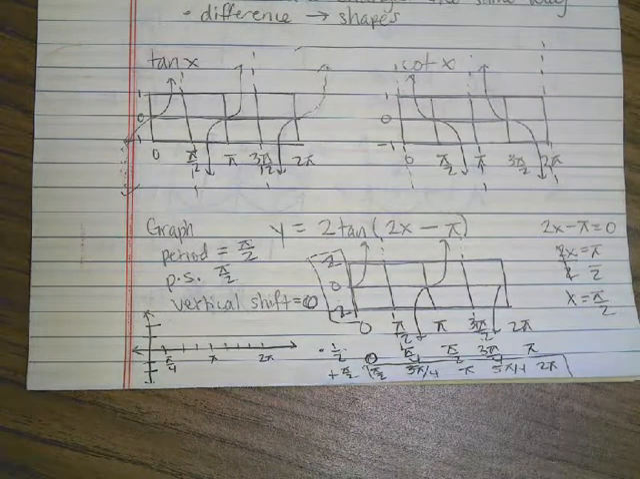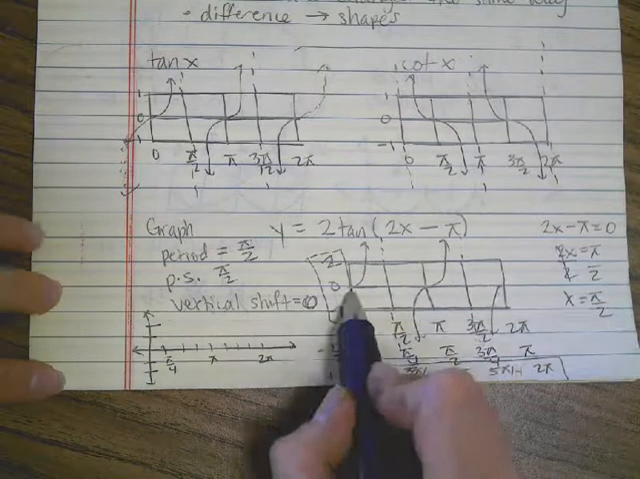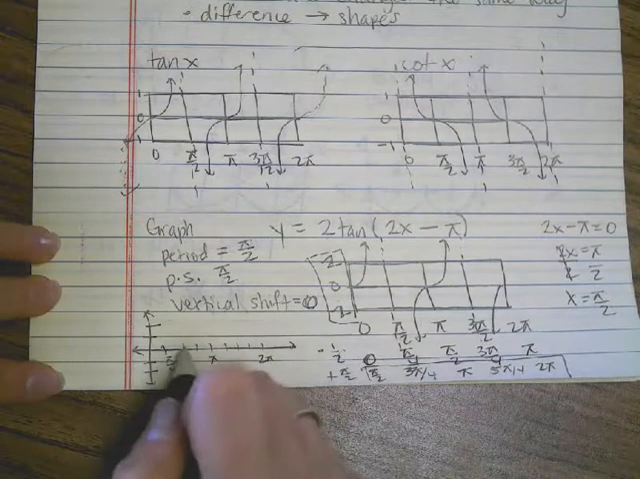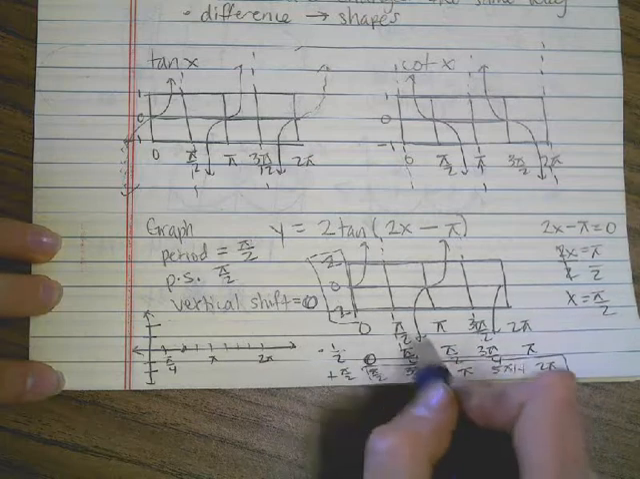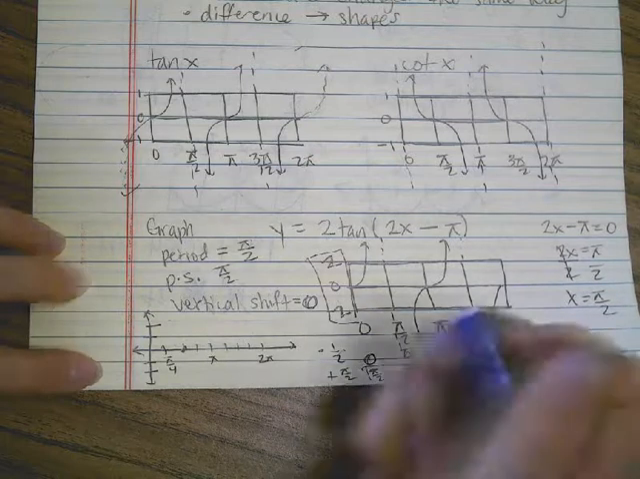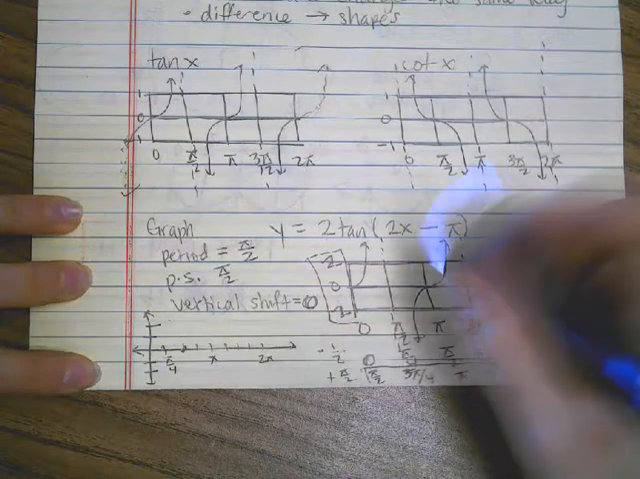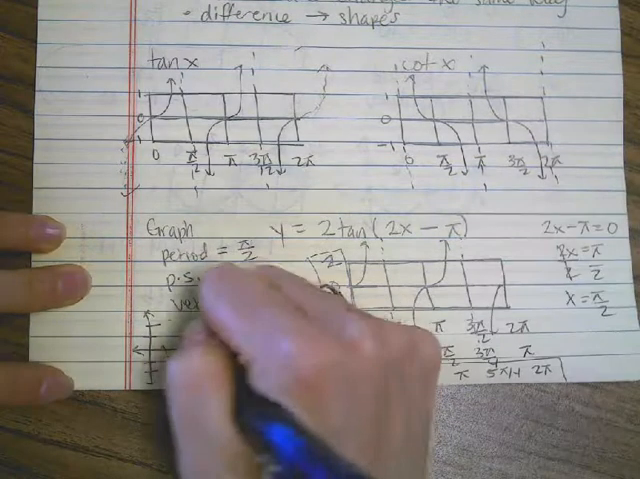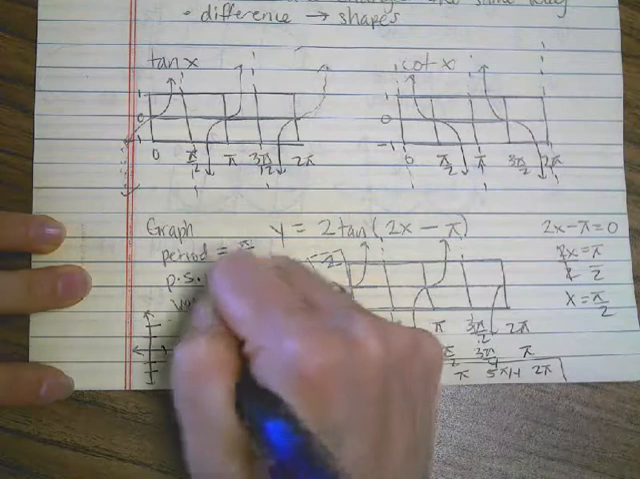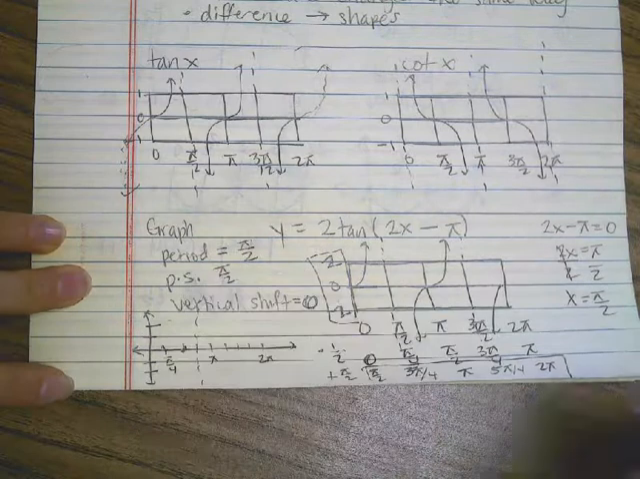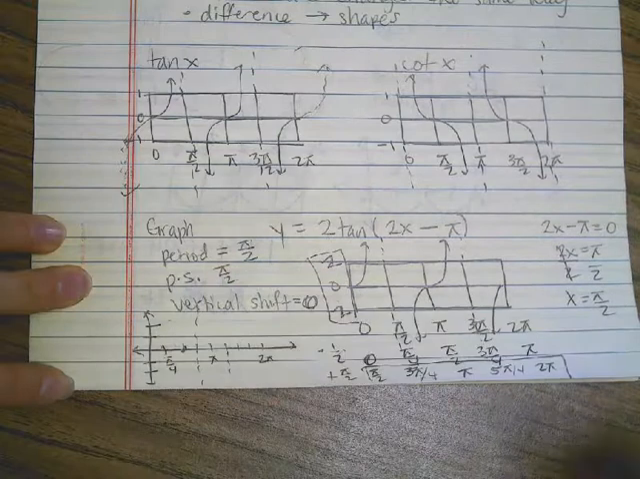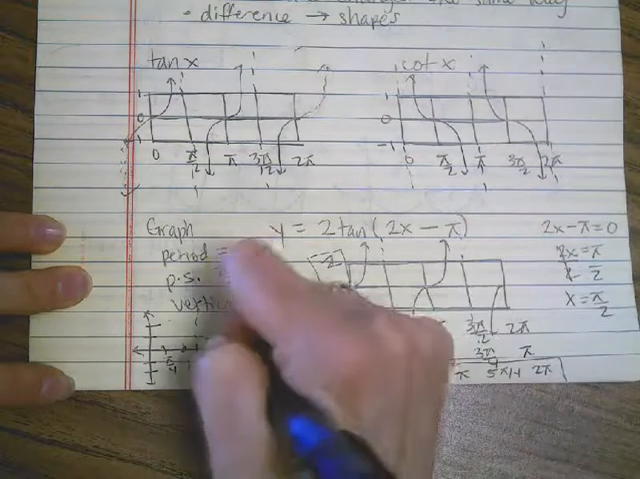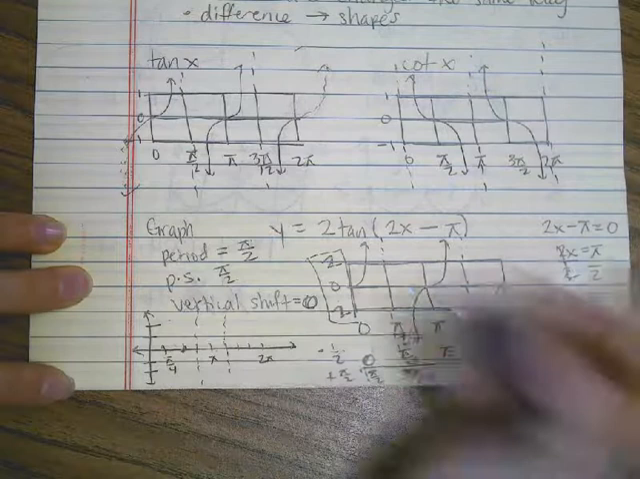So at pi over 2, I start at 0. So pi over 2 would be here, and I'm going to be at 0. And then my asymptote at pi over 2 is my asymptote. No, 3 pi over 4 is my asymptote. So that's here. My other asymptote's at 5 pi over 4, which would be here. Yay.